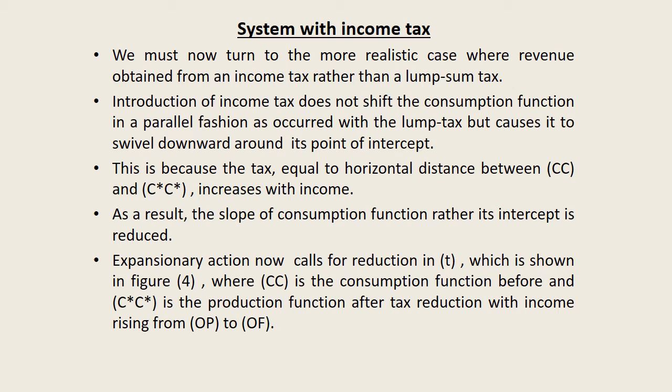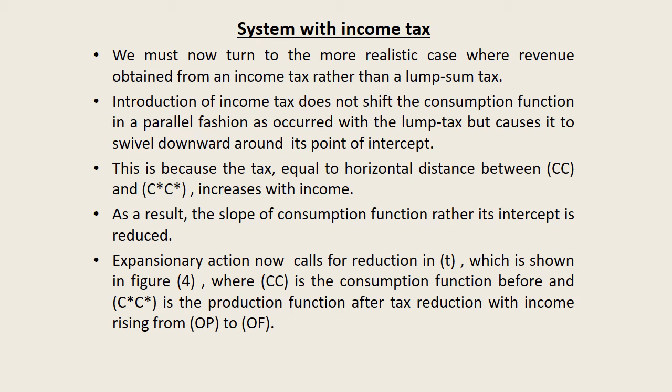Suppose that government decides to change income tax. This is an expansionary action, which calls for tax reduction, shown in figure 4. In figure 4, CC is the consumption function before, and C star is the consumption function after tax reduction, with income rising from OP to OF. نتيجة تخفيض ضريبة الدخل هتنتقل دالة الاستهلاك لأعلى، وبالتالي هيزيد الدخل من OP to OF.